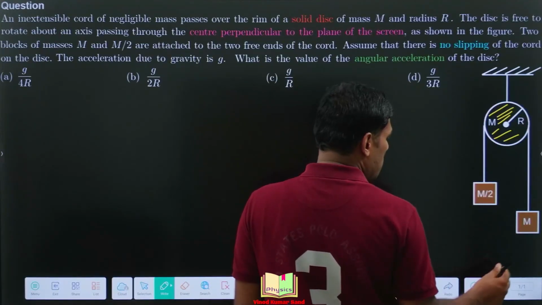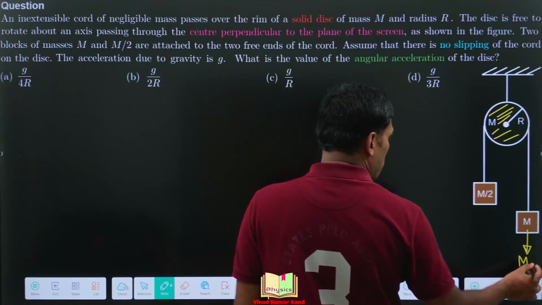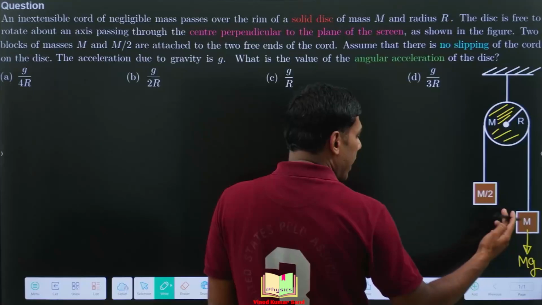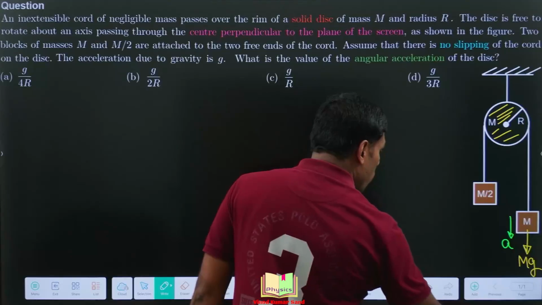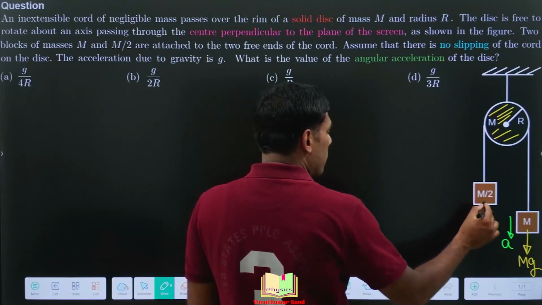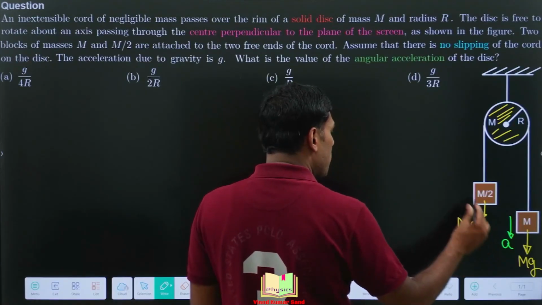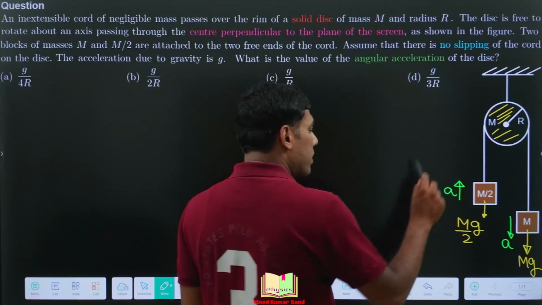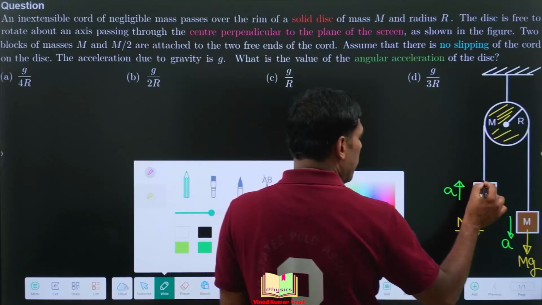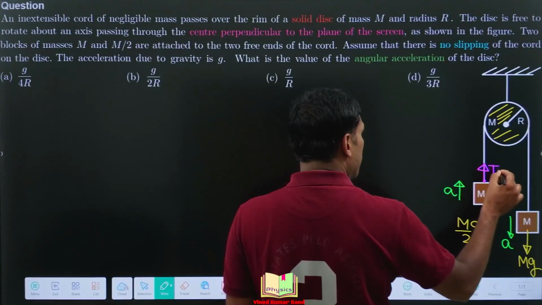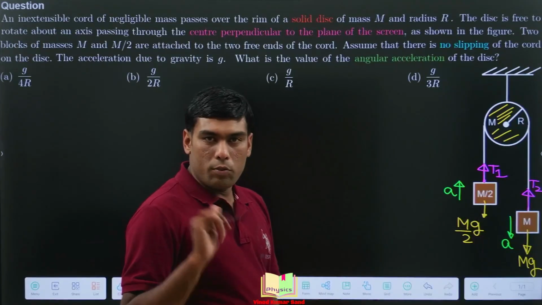Now this mass M has to go down. So we consider the gravitational force on this mass as mg like this, and the acceleration of this mass we show down like this. If this mass is going down, this has to go up. The gravitational force on this mass we will show as m by 2 g, and its acceleration is directed up. This string will have the tension. So here the tension we are showing as T1 and here the tension we are showing as T2. We are making the free body diagram.